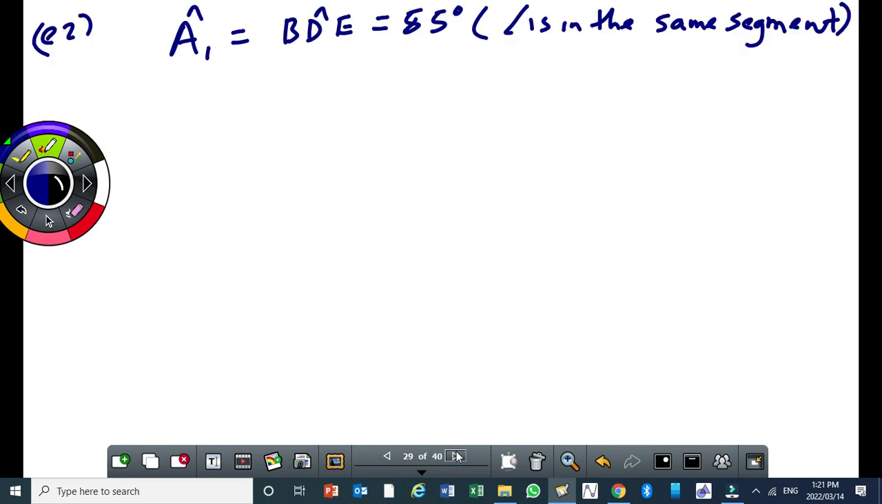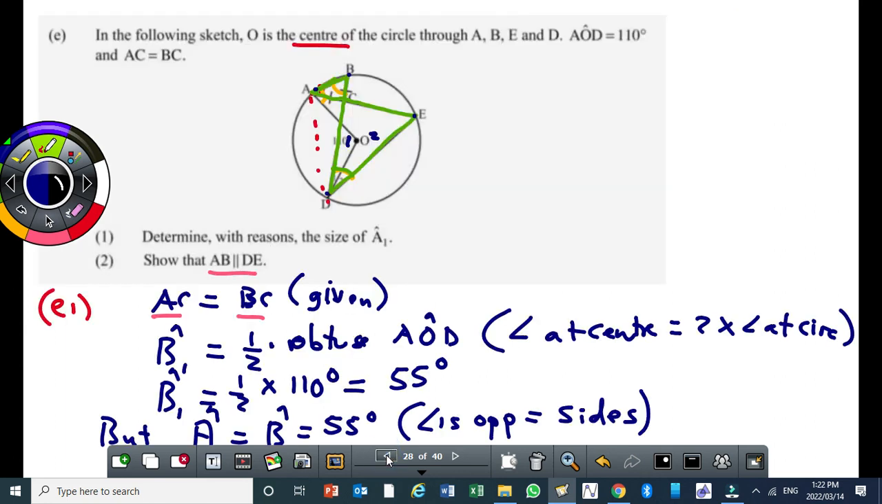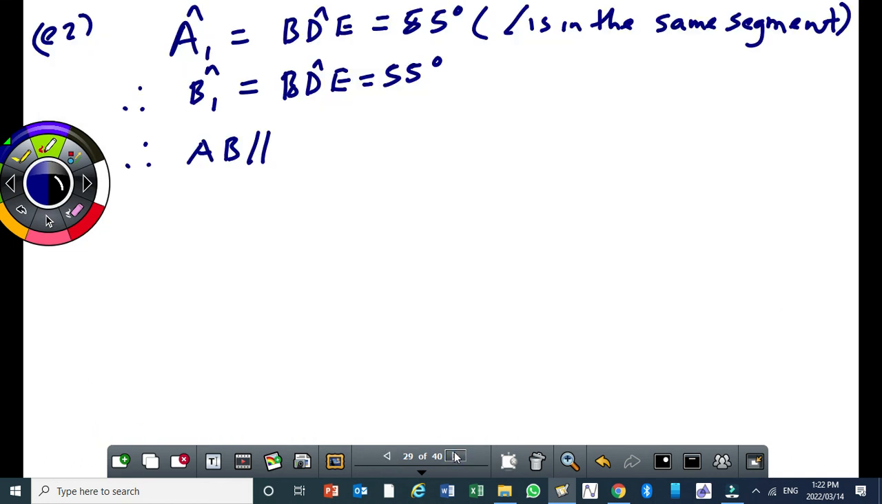Then, once we have got this, we say, therefore, B1 is equal to BDE, and they are both equal to what? 55. Therefore, AB is parallel to DE. Why? Because they are alternate angles that are equal. Then we are done.